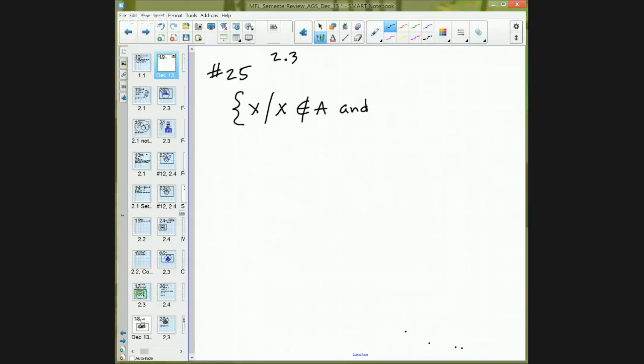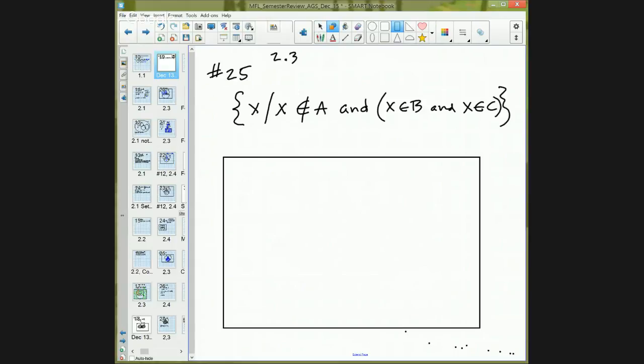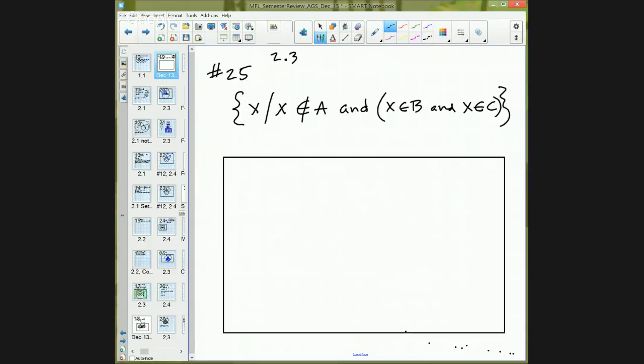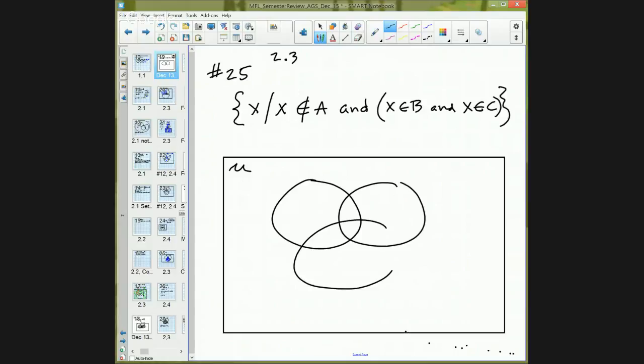Okay, and then we have parentheses, x is an element of B, and again, x is an element of C. So if I've copied it right, here's number 25. Now we need to start working from inside out. We obviously have three sets here, A, B, and C. Let me get a rectangle going again. We'll set up our universal set. We'll do A, B, and C.